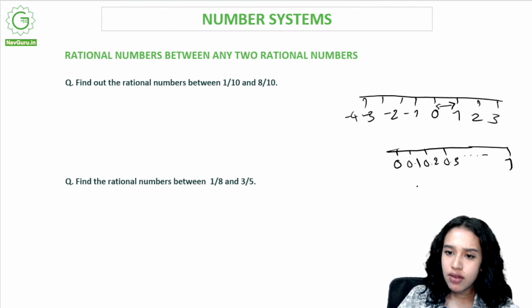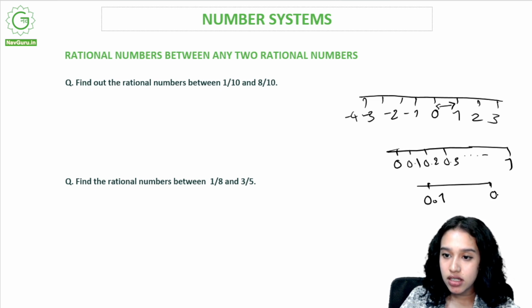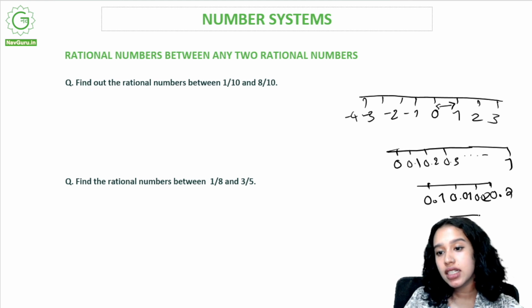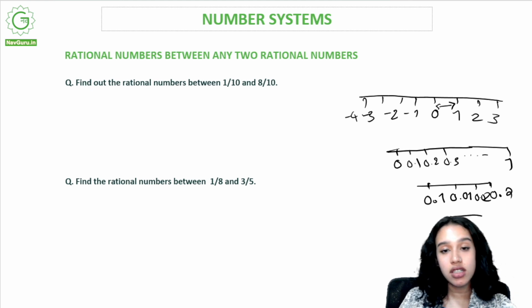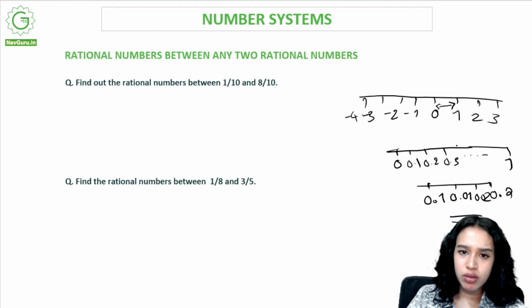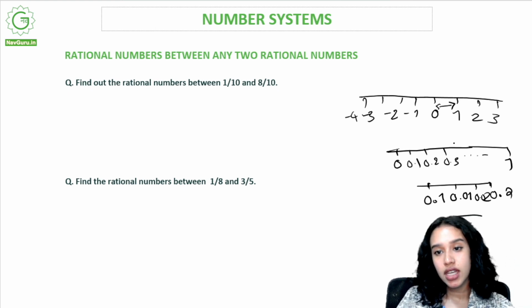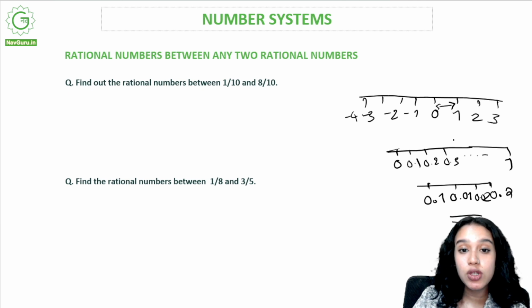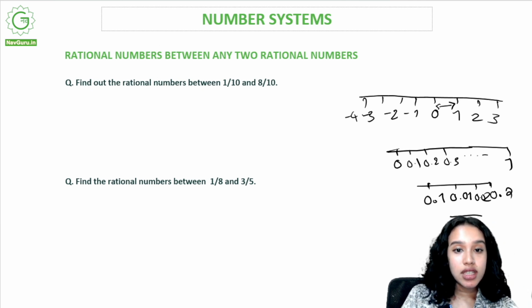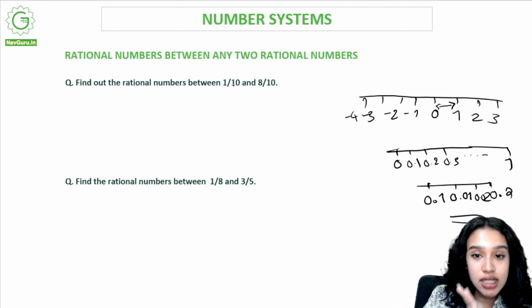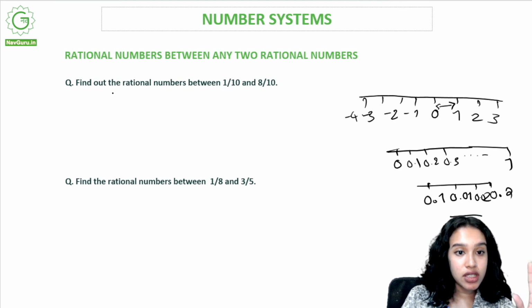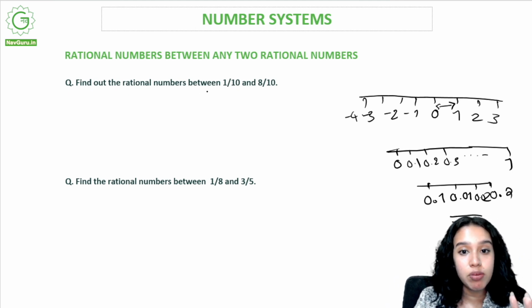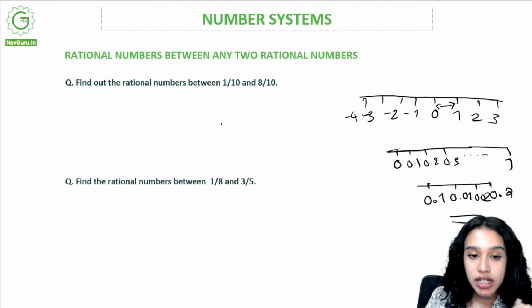So again, when we are expanding, what is in between 0.1 and 0.2? We could say that it's 0.01, 0.02, and the scale actually goes on. So there are infinite numbers in between two numbers, and that's the beauty of numbers. We are not going into this depth here. So there's a question saying find out the rational numbers between 1 by 10 and 8 by 10.